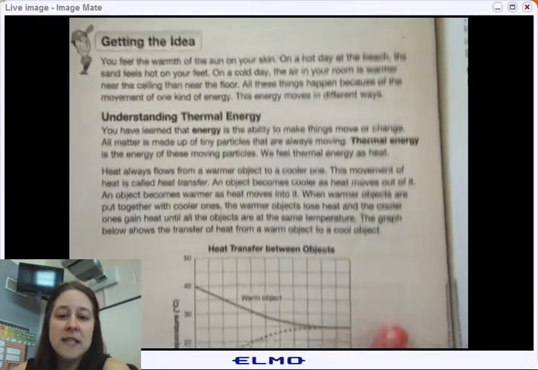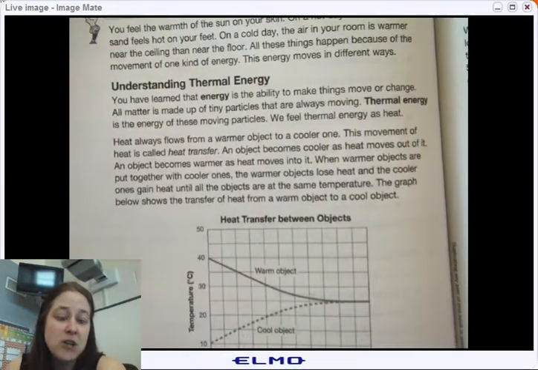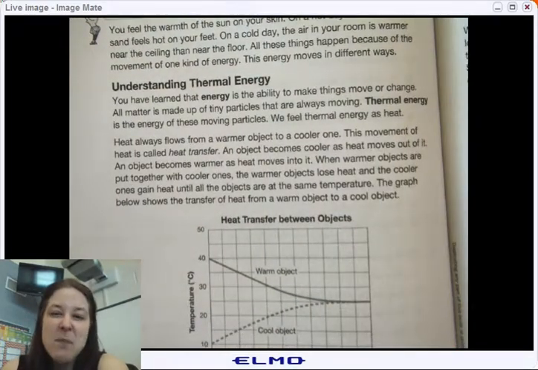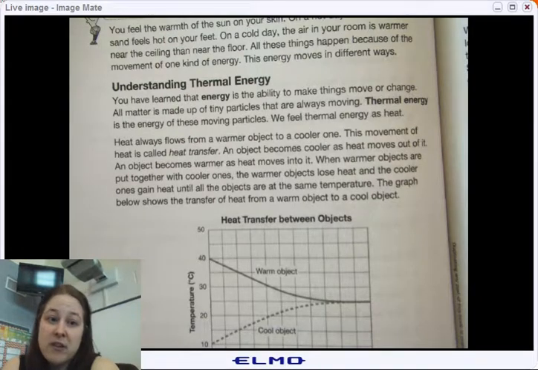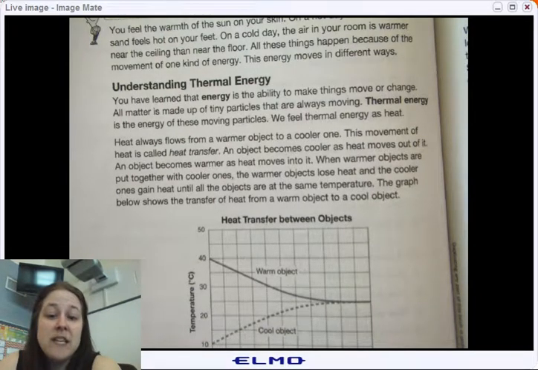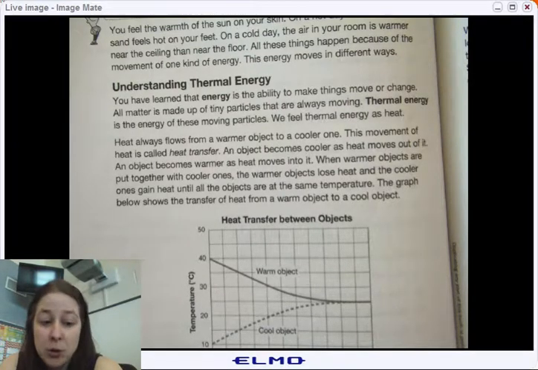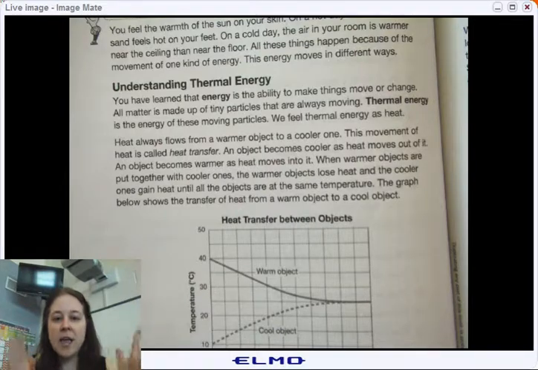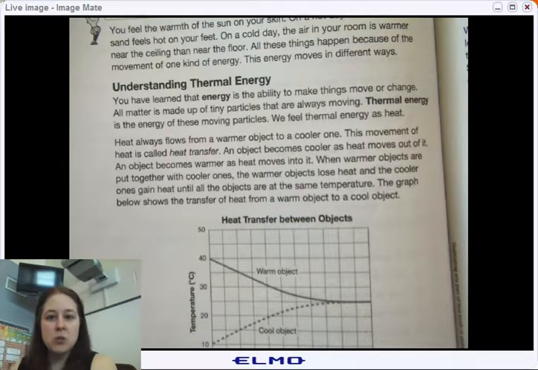You have learned that energy is the ability to make things move or to change. All matter is made up of tiny particles that are moving. Thermal energy is the energy in these moving particles. We feel thermal energy as heat. Heat always flows from a warmer object to a cooler object. Cannot stress that enough. It always moves from a warmer object to a cooler object.